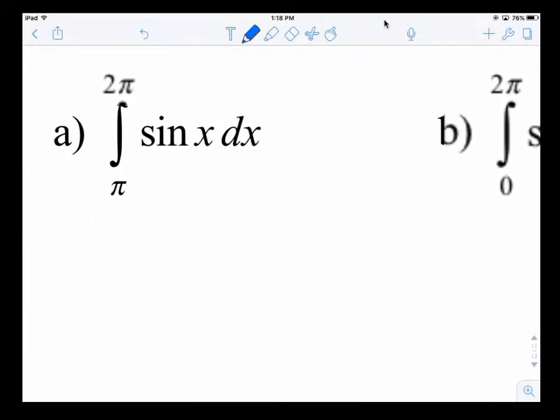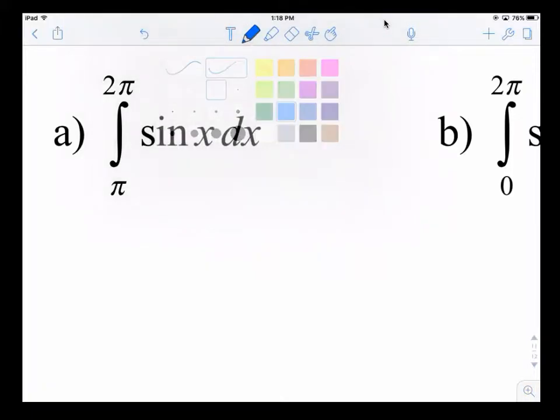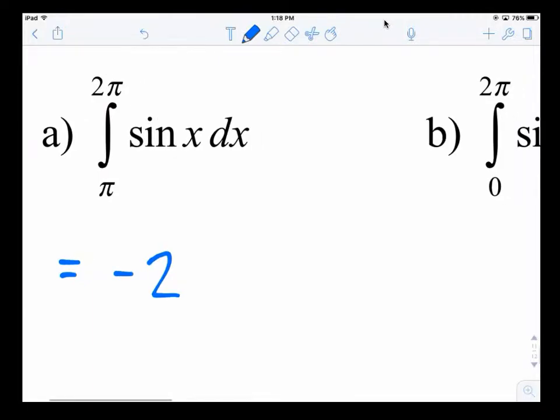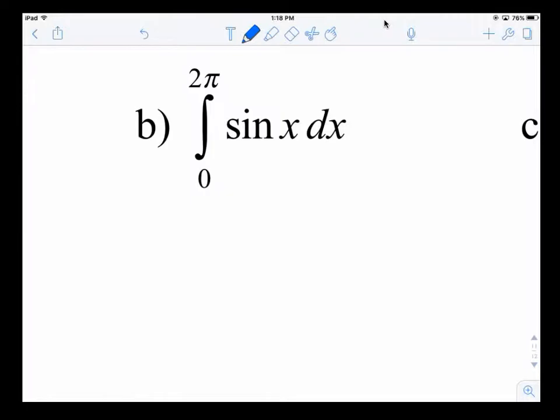All right, so pi to 2 pi would be what? Negative 2, right? It's underneath the x-axis, so it's got to be negative. What about 0 to 2 pi? 0, good. So if you go from 0 to pi, you get 2, and then pi to 2 pi is negative 2. So if you put them together, you get 0.